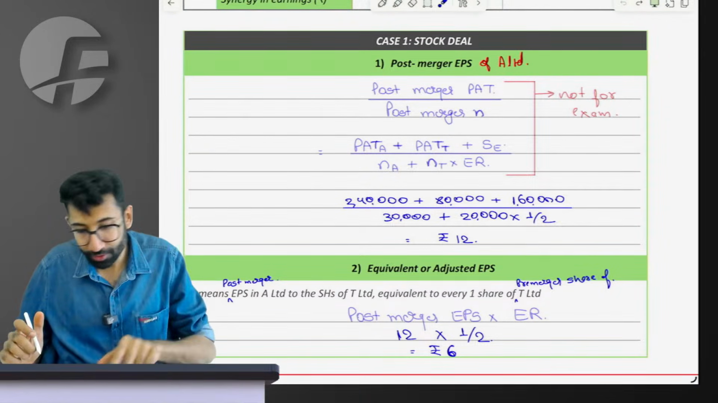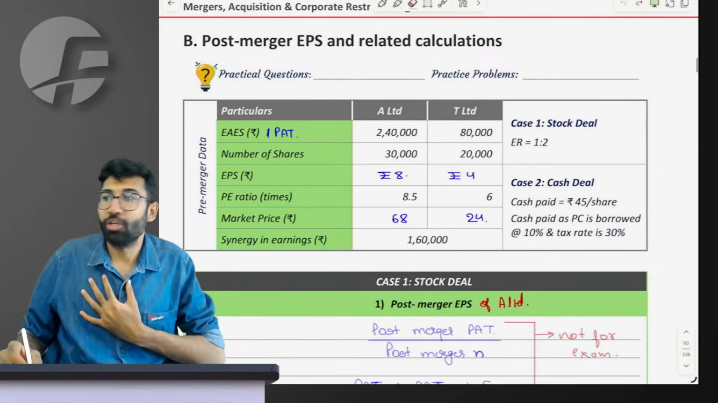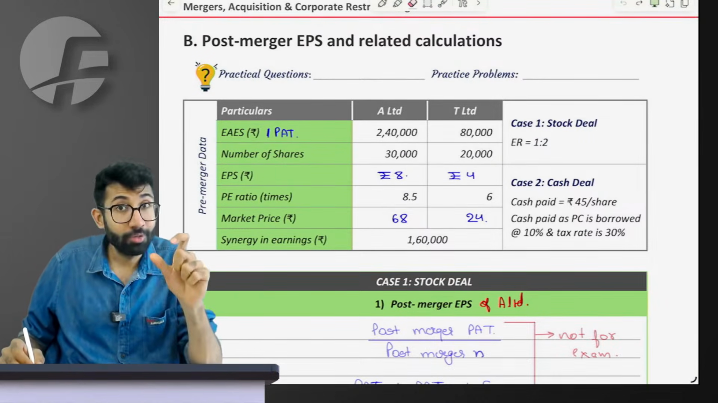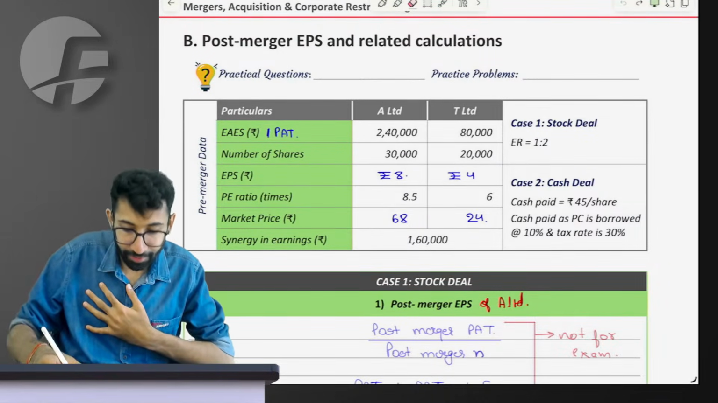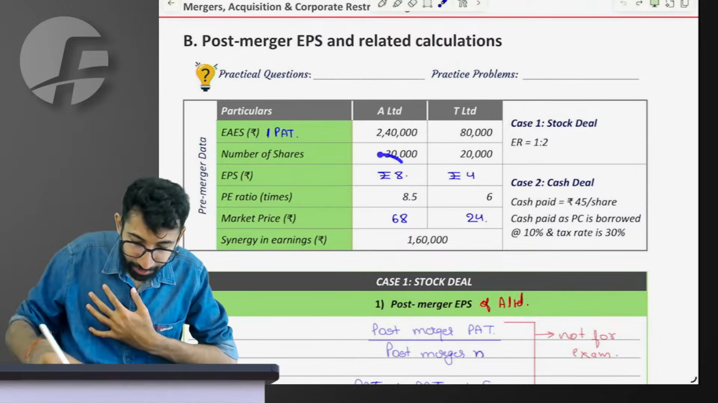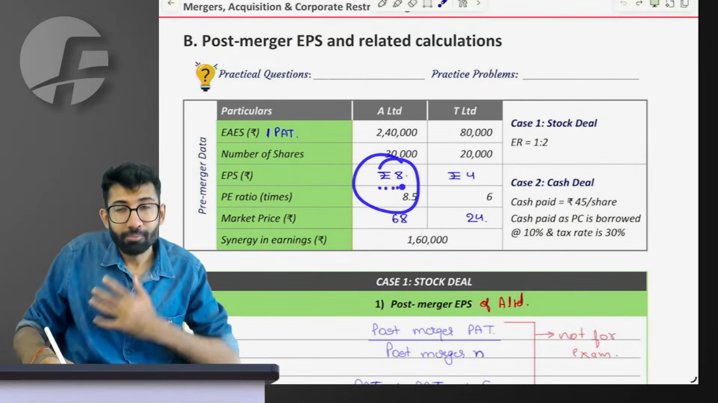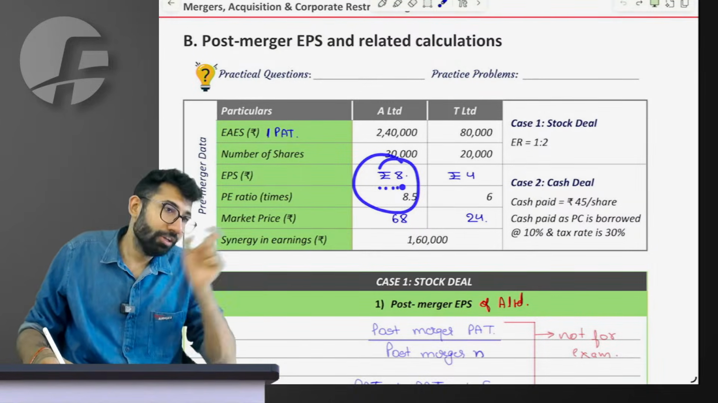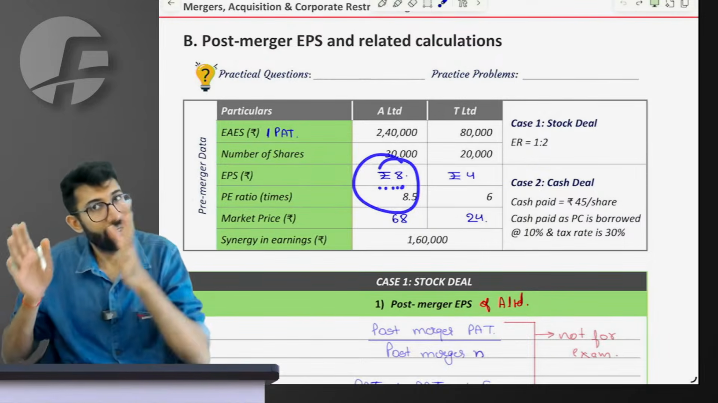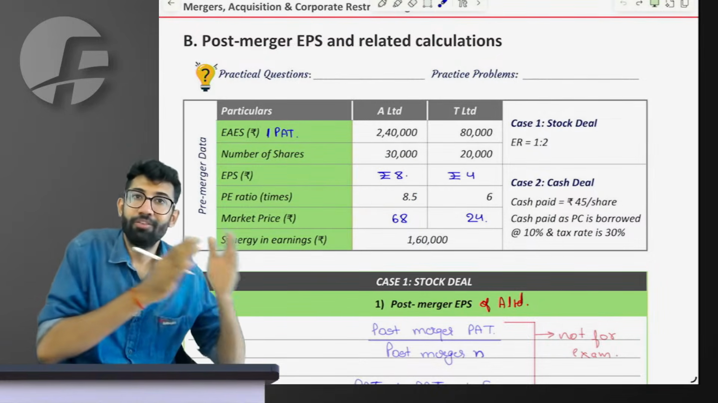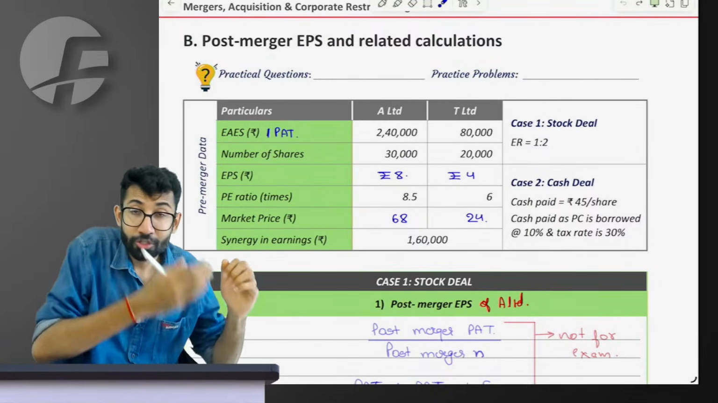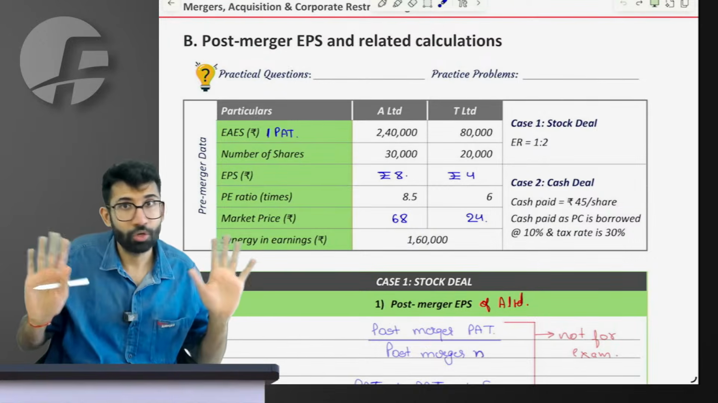Simple. Now you learn the main thing. I am a shareholder of the acquirer. My earnings per share was rupee 8. But after I acquire you, I will continue to have one share. I was previously having one share. Even after acquisition, I will continue to have one share because new shares will be issued to you, not to me.